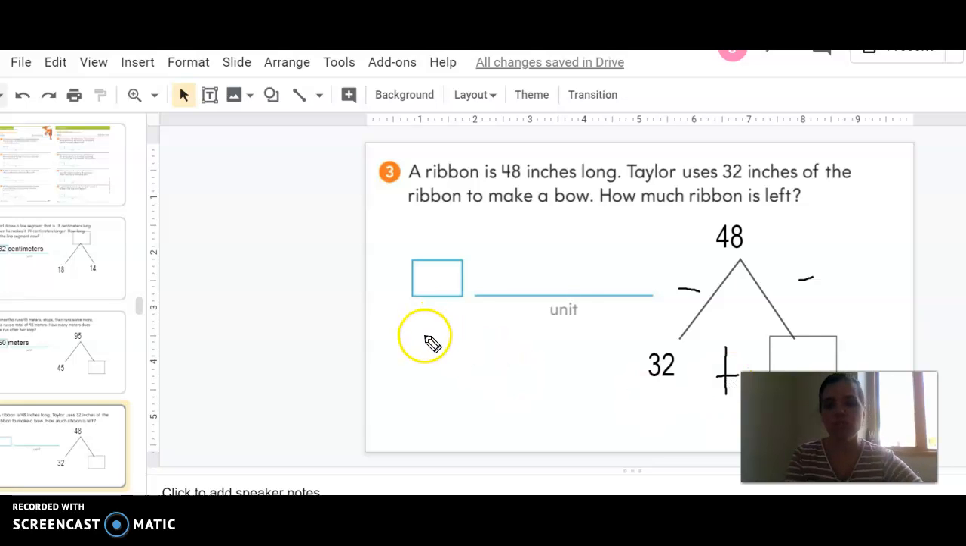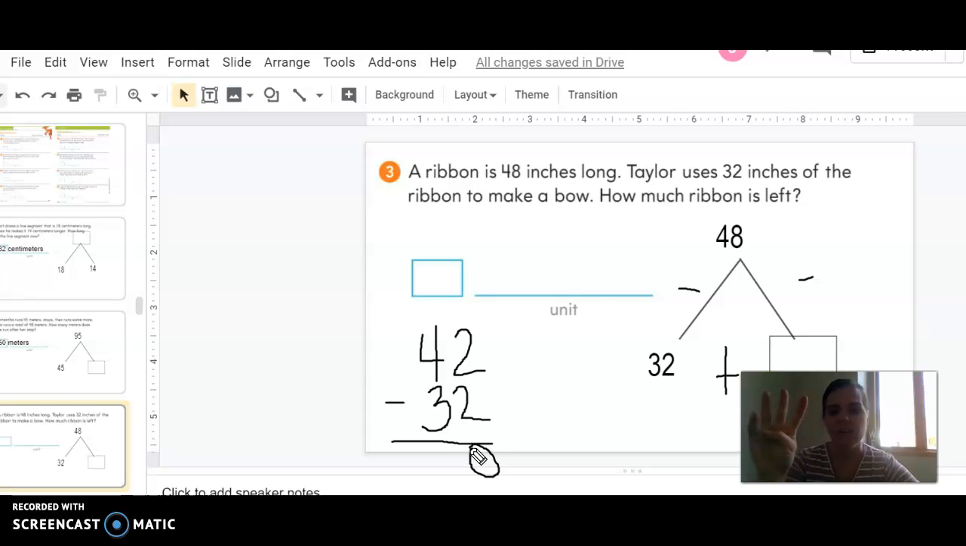I'm going to go ahead and do subtraction again. 48 minus 32. Okay, let's hold up 2 fingers. Can I take away 2? Yep. What is it? 0. Okay, and then 4 minus 3. If I have 4, can I take away 1, 2, 3? How many's left? 1. Yep, so what's my answer? How much ribbon is left?